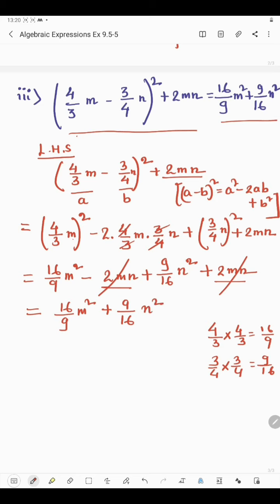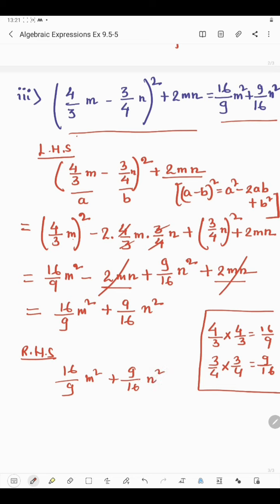Now we'll solve the right hand side. See, on the right hand side we have the same expression which we got after solving the left hand side: 16 by 9 m square plus 9 by 16 n square. So we have got this. We'll write left hand side is equal to right hand side. Verified. Okay.